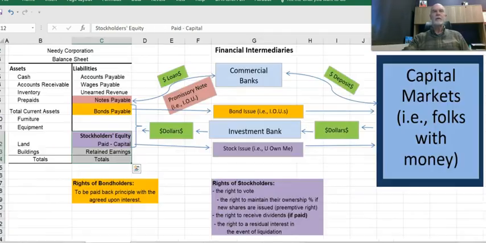So when a company goes to the capital markets, the big decision is, are we going to borrow the money or are we going to issue stock and let these folks own a piece of the pie? And so when making that decision, you want to understand the pros and cons, the advantages and disadvantages of each.